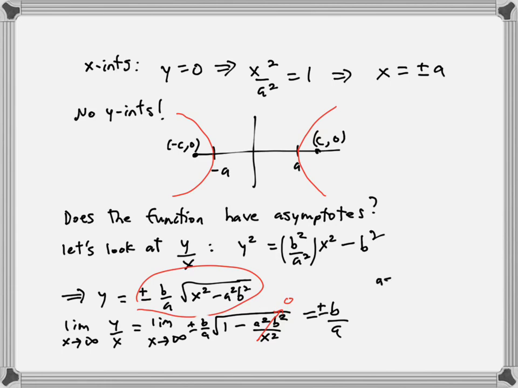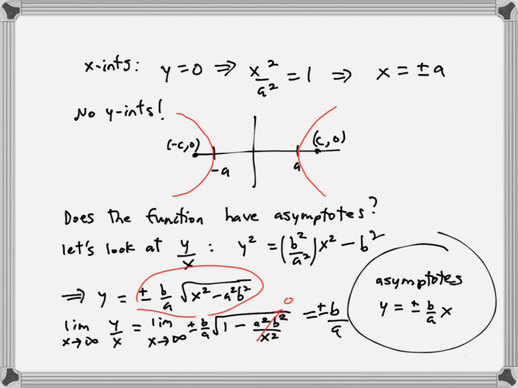This is really important. This means we have just found out that the slope, remember the slope is y divided by x, right? What we're saying is that as we go out to infinity, y over x approaches plus or minus b over a. So this means that y is equal to plus or minus b over a times x are the asymptotes. What are asymptotes? Remember, asymptotes are lines or curves or something like that that our function approaches but never touches.